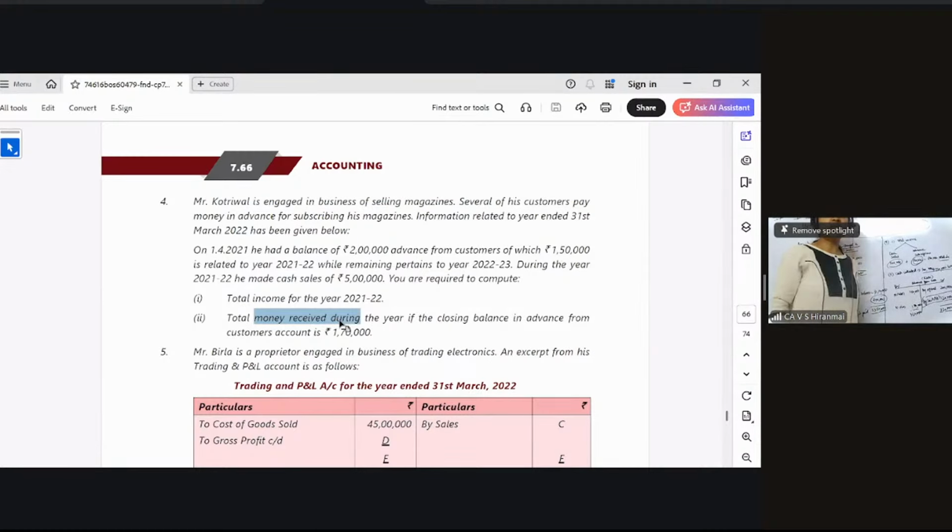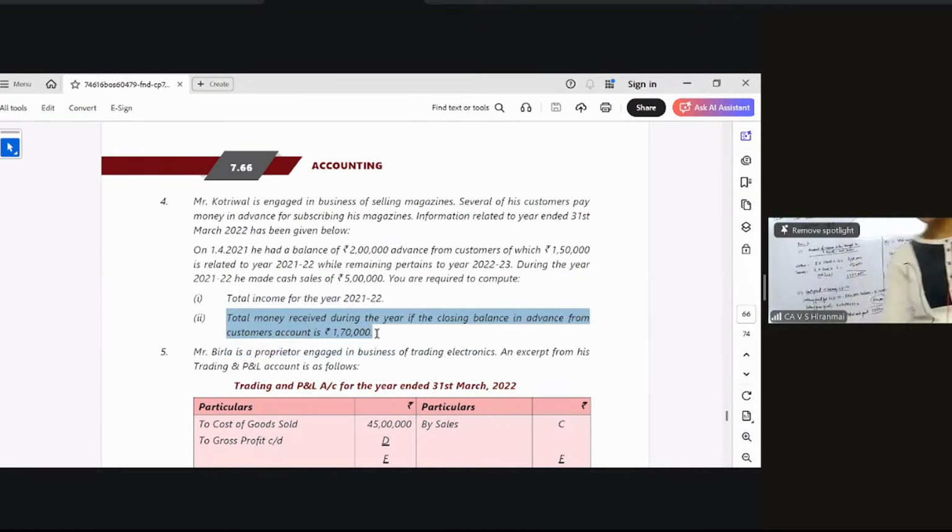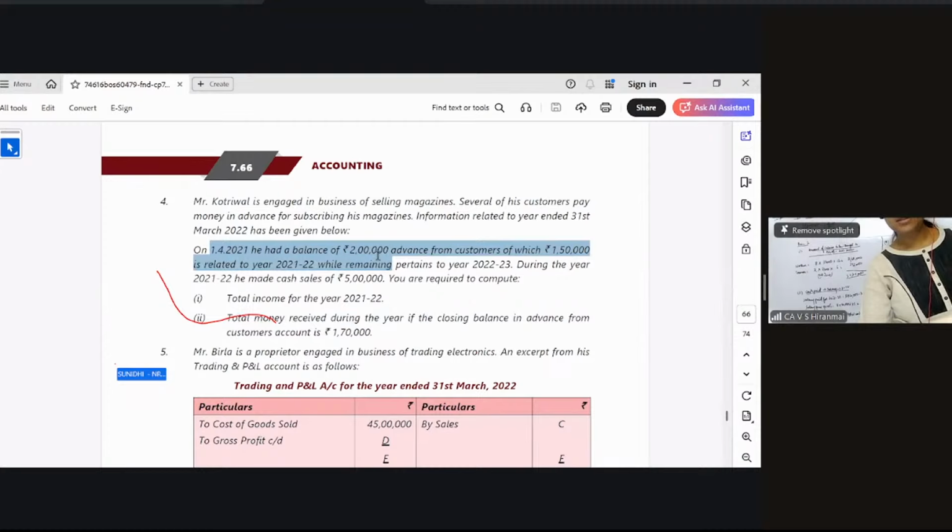Like in question number 2, Sen Gupta and company, we have seen total salaries is different and cash paid is different. Correct? The same way, total income is different and total money received is different. For the income, you people understood. But for money received, what should you do? You should open the account called advance from customer's account. Clear?